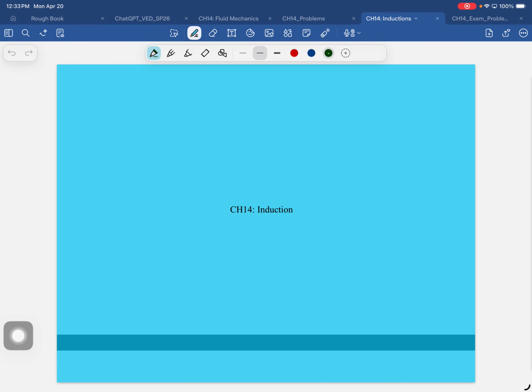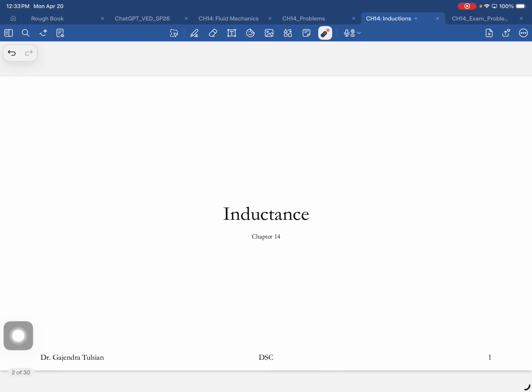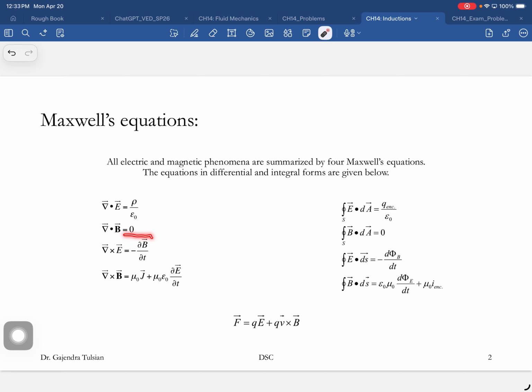Okay, in this chapter, we'll study inductors. We'll see that like capacitors store energy in electric fields, inductors store energy in magnetic fields. This chapter is an application of this equation, Faraday's law that you studied last time. You saw that time-varying magnetic fields produce electric fields, and this chapter is essentially an application of this equation.